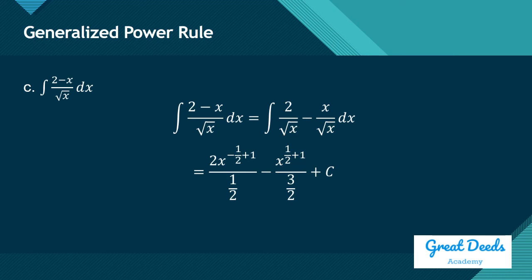In simplified form, it's equal to this. 4 times square root of x minus 2/3 times, again, applying what I did with simplifying rational exponents. This is equal to minus 2/3 times x times square root of x plus c.